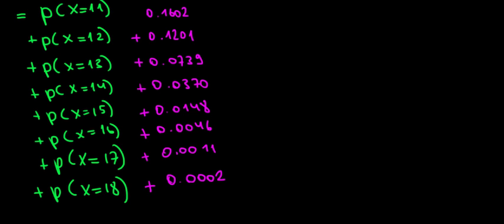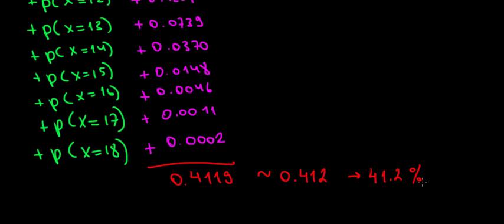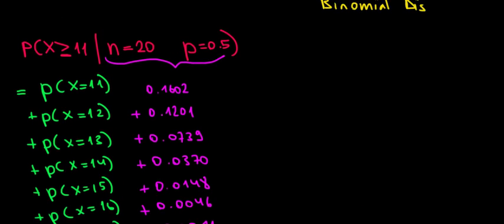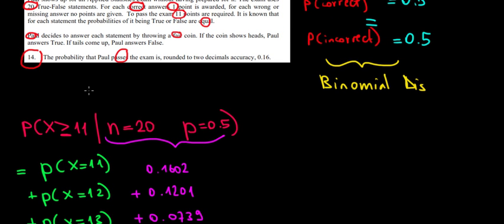So if we do the math over here and we add all these numbers, we would get 0.4119, which is approximately 0.412. In other words, there is a 41.2% probability that Paul is going to pass the exam, that he's going to have at least 11 correct answers. So the answer key gives us that probability is 0.16, which is false. And that's it, we are done.